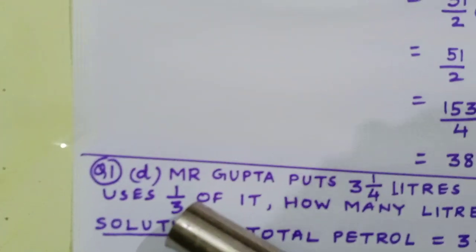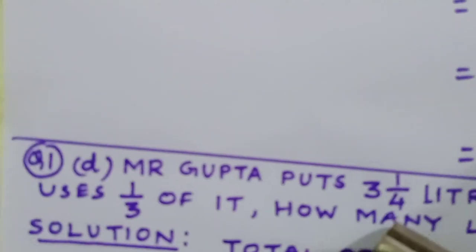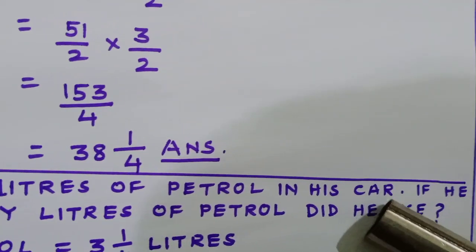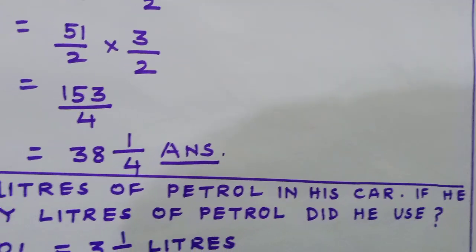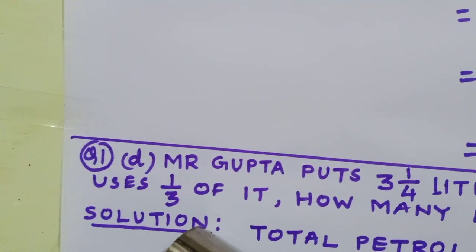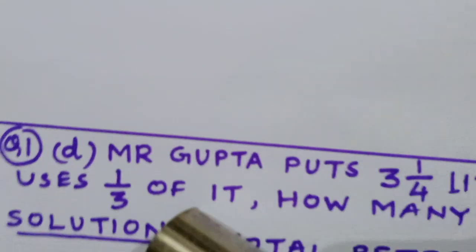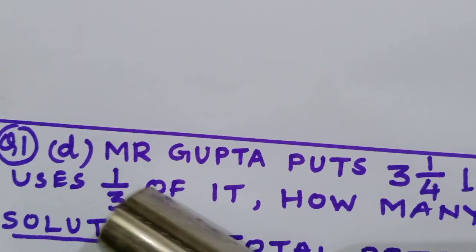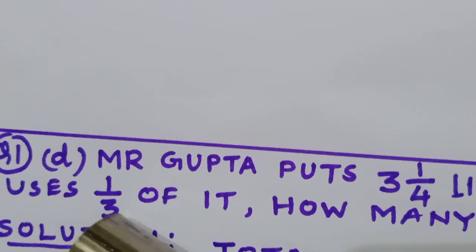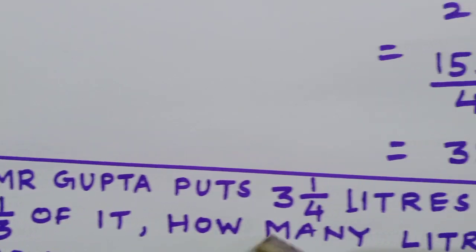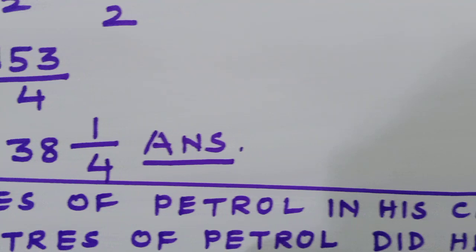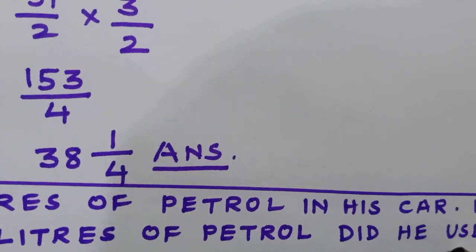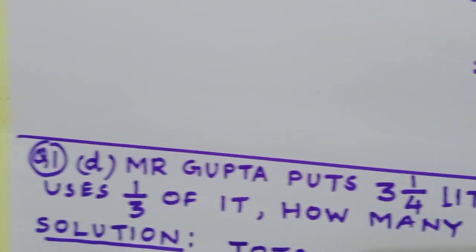Write the questions. Mr. Gupta puts 3 whole number 1/4 liters of petrol in his car. If he uses 1/3 of it, he might have gone to travel for some distance. So he used 1/3 of it. How many liters of petrol did he use? How many liters we have to calculate. So we will write solution again.